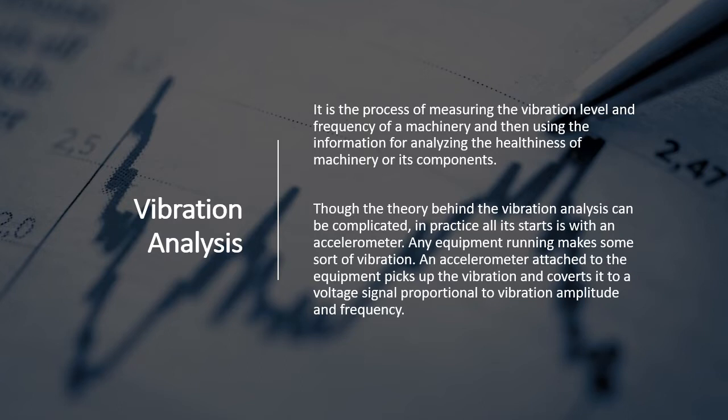But in practice, it all starts with a simple accelerometer. An equipment running makes some sort of vibration. The accelerometer attached to that equipment picks up that vibration and converts it into a voltage signal that is proportional to that vibration amplitude and frequency, and we measure the amplitude and the frequency and get a conclusion about what is going on in the equipment. The amplitude denotes the severity of the vibration and frequency denotes the characteristics of the fault.